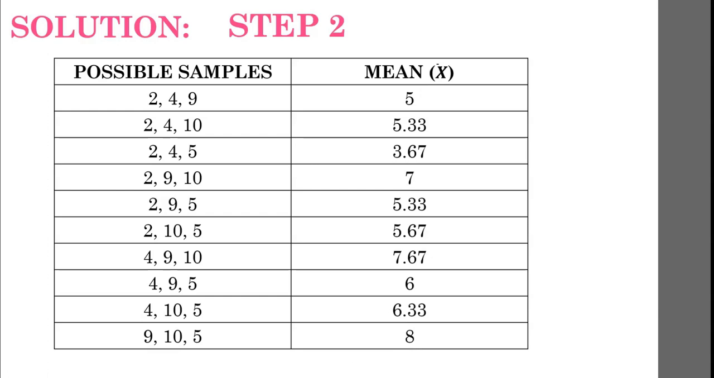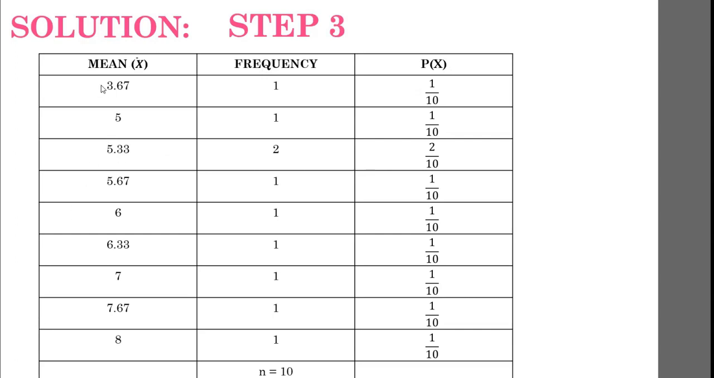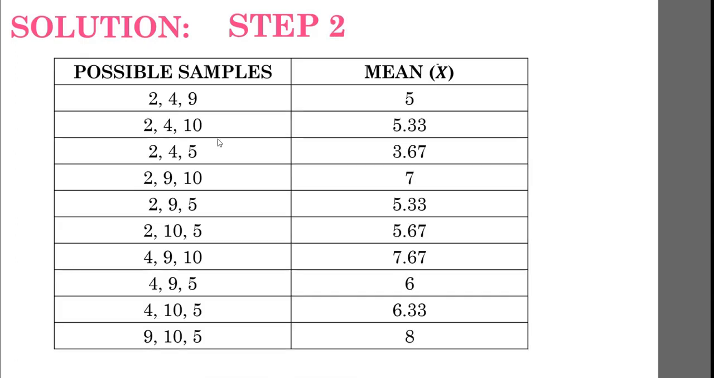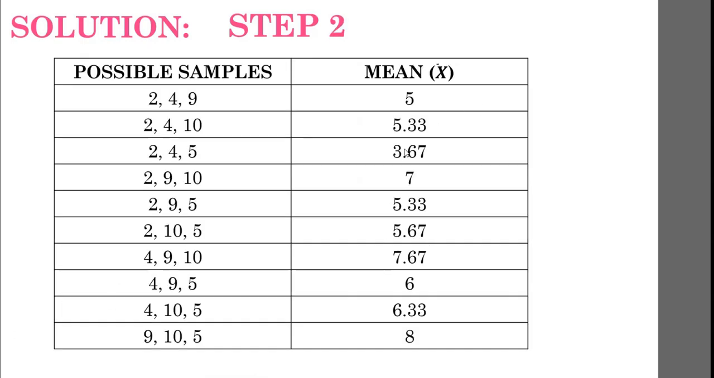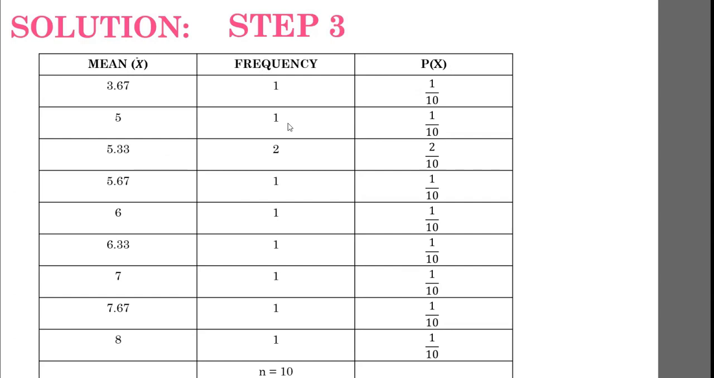Now for step 3, we're going to create the sampling distribution table. So first, we will list the means. We will arrange them from lowest to highest, and then we'll find the frequency and their corresponding probability. So our means are 3.67, 5, 5.33, 5.67, 6, 6.33, 7, 7.67, and 8. Now we count how many 3.67 are there in our means. And we can see here that there's only one 3.67. So we write in the frequency, there's one 3.67.